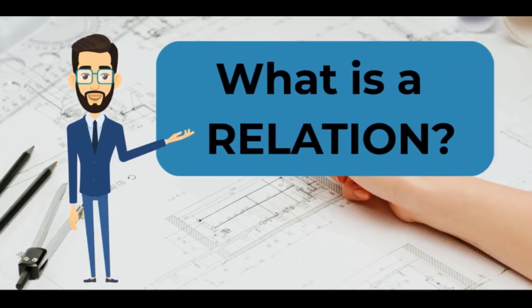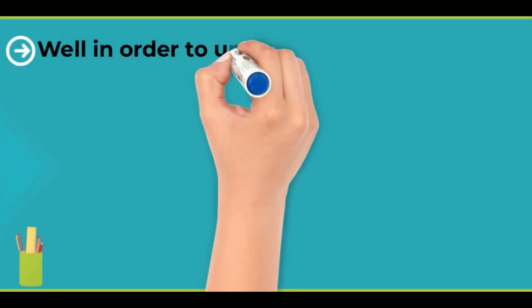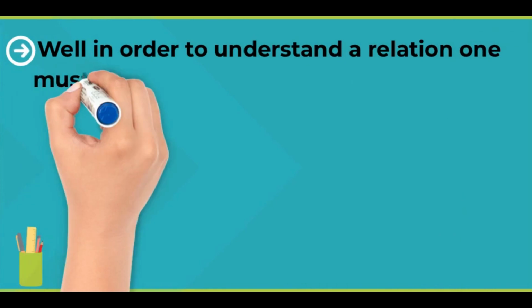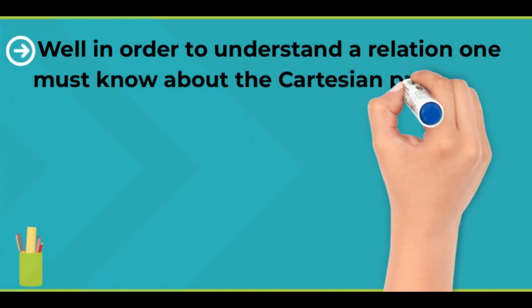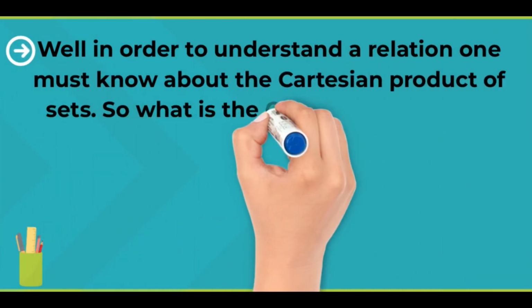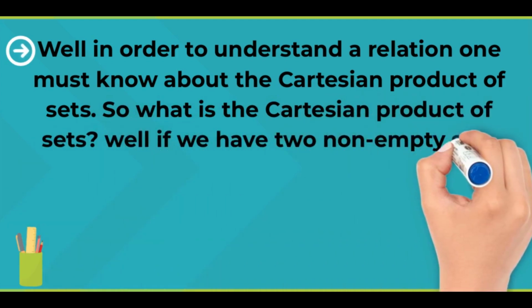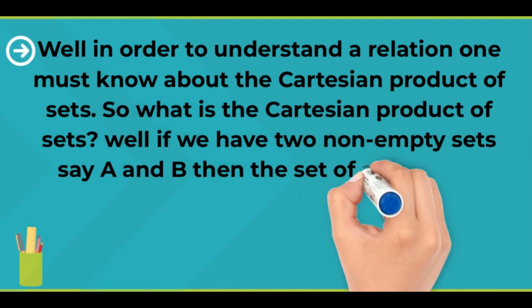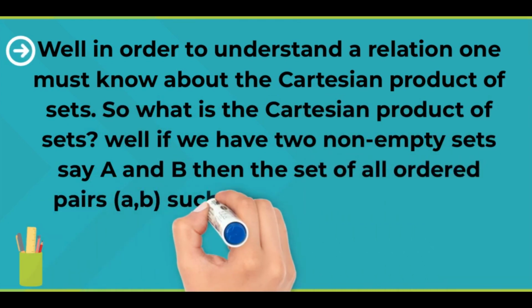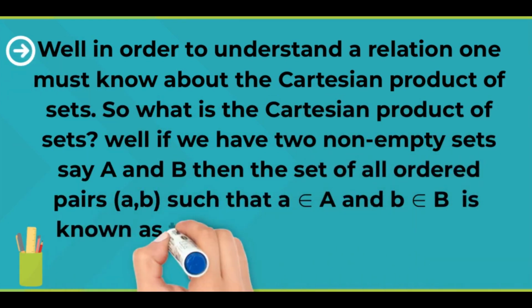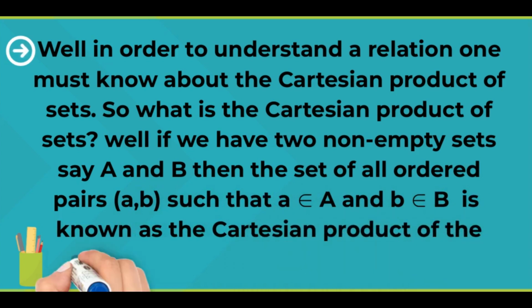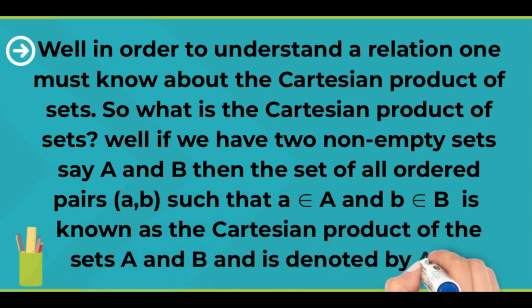What is a relation? Well, in order to understand a relation, one must know about the Cartesian product of sets. So what is the Cartesian product of sets? Well, if we have two non-empty sets, say A and B, then the set of all ordered pairs (a, b) such that a belongs to A and b belongs to B is known as the Cartesian product of the sets A and B and is denoted by A cross B.